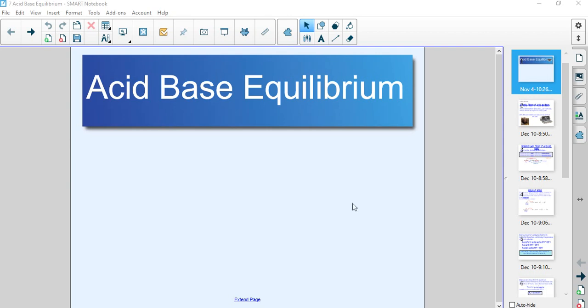Hello, chemistry students. So again, we continue with equilibrium. This time we're going to introduce a few concepts, most of which are just review, but we're going to look now at acid-base equilibrium to prepare us for what is coming up next.